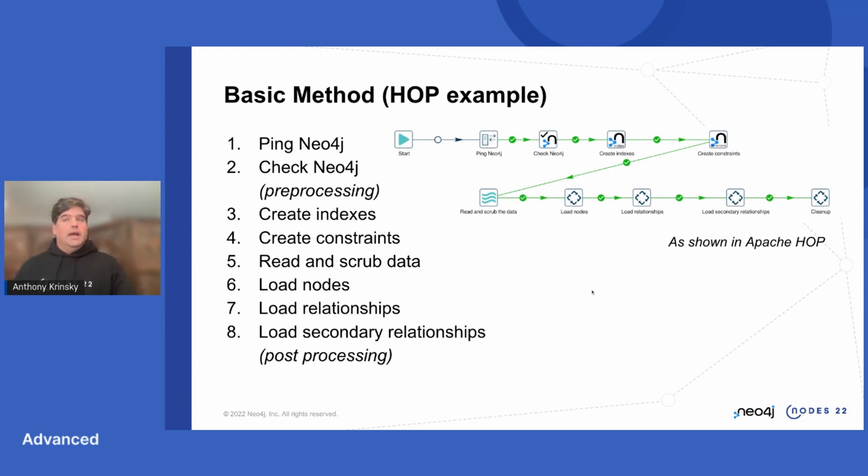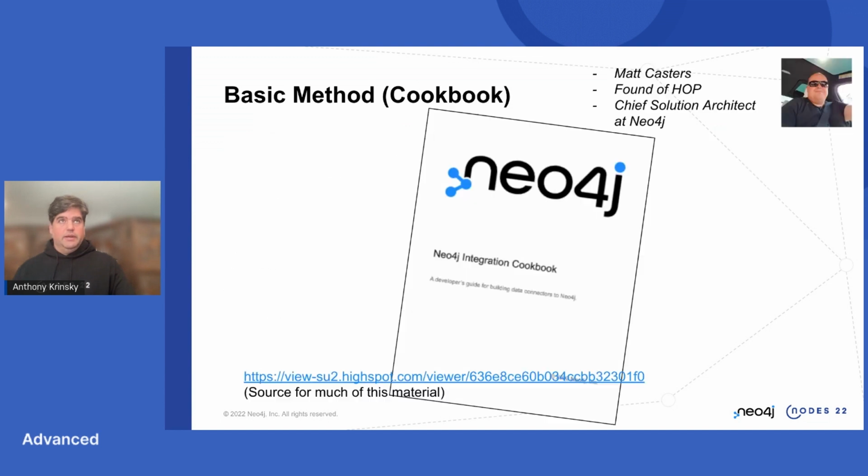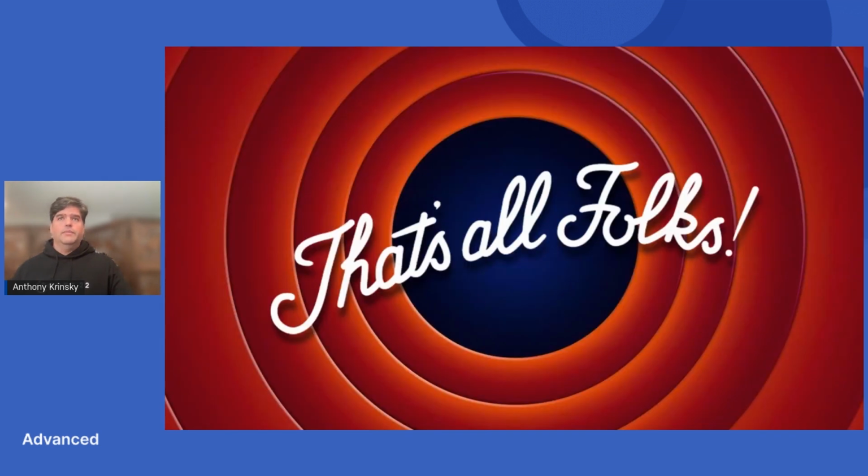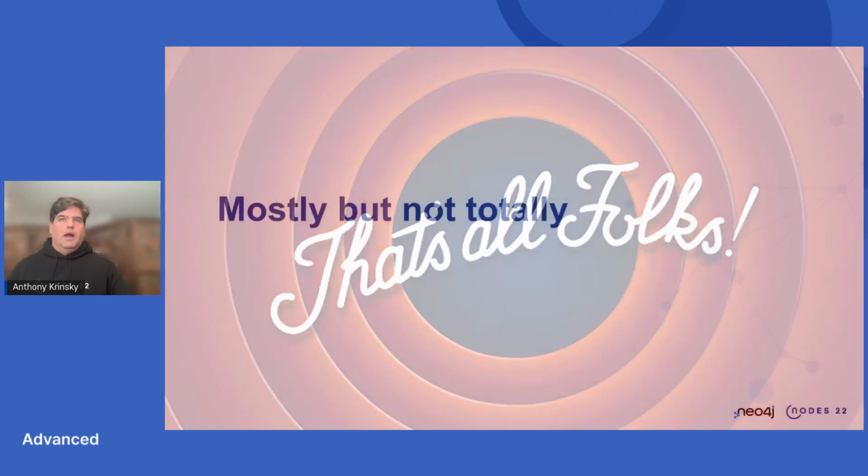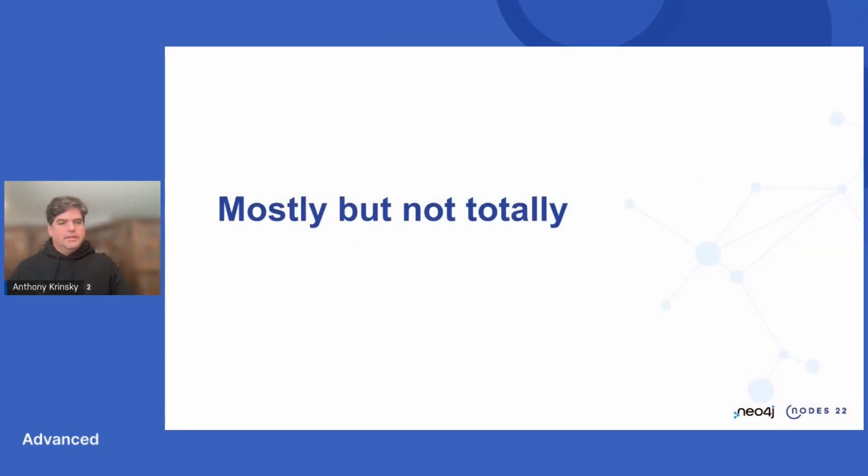So that's kind of it. That's the overall flow. The rest, as they say, is commentary. And we have written that up in a manual called the Neo4j Integration Cookbook. This is a public link. It will be available in the slides when we're finished here. All right. So the rest of your time, feel free to take somewhere else. I'm kind of kidding. There's a little more detail, but that's the gist of it.